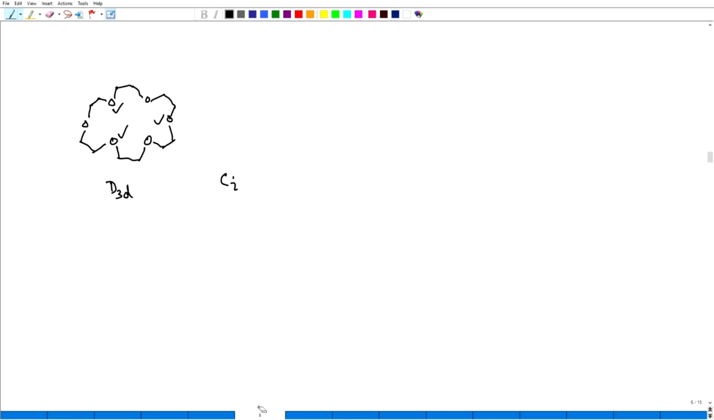To avoid that, what has been done? We can do something called Lariat ethers. I am drawing a picture of a Lariat ether. Hang on. All right, I will draw a picture of Lariat ethers.